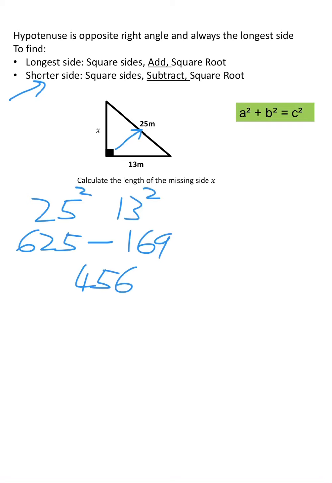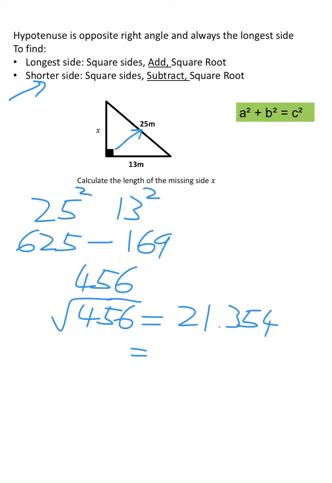And then the final step then, we square root. So square root 456. And that is 21.354. So we'll say it to one decimal place. So that would then be 21.4 to one decimal place. So as you can see, these questions are very easy. If you're finding the hypotenuse, you square the sides, you add and square root. If you're finding a shorter side, you square the sides, you subtract and square root.